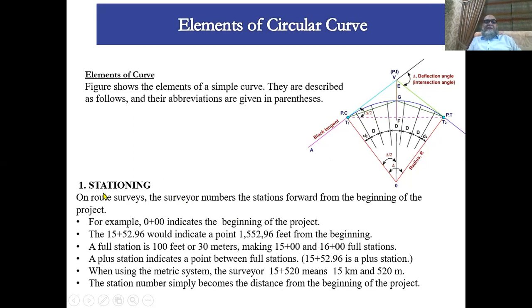For example, when we start the curve, there is always stationing. On route surveys, the surveyor numbers the stations forward from the beginning of the project. For example, 0 plus 00 indicates the beginning of the project. The term 15 plus 52.96 would indicate a point 1552.96 feet from the beginning. A full station is 100 feet or 30 meters, so 15 plus 00 and 16 plus 00 are full stations because the difference between 15 and 16 is 100.